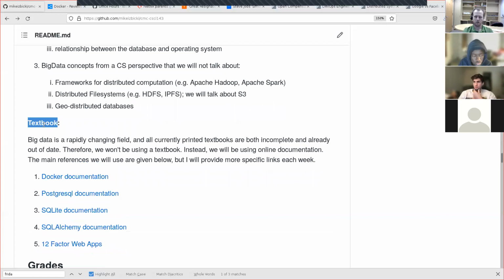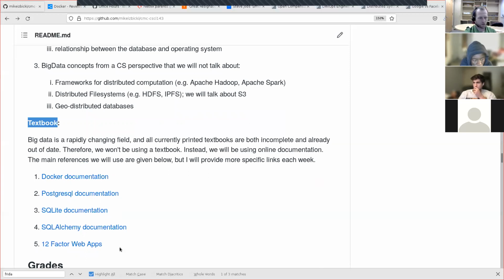Textbook for this course: there is no required textbook. Basically, every textbook that says it's about big data is at least a decade out of date, and I don't like it. So instead, we're going to be using all things that are freely available on the internet, because people who actually work with big data and actually work in computer science, we have this culture of just making our stuff available on the internet for free.